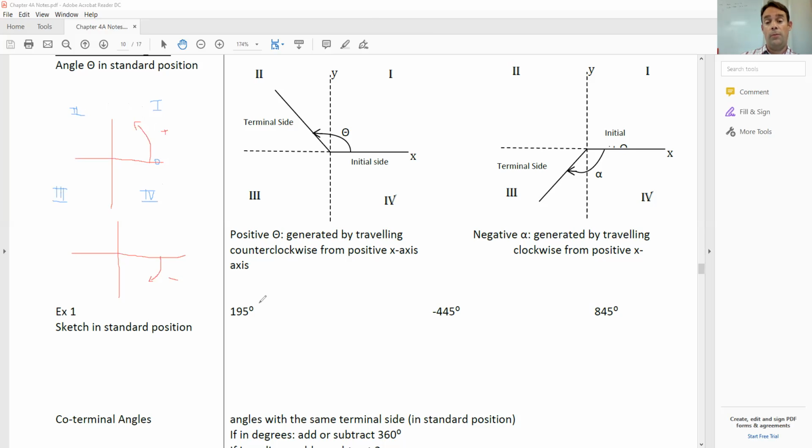Now, remember, it's 360 degrees all the way around a circle, or it's 2 pi if we're in radians. So if we go over 360 degrees, this is where we're going to use spirals potentially to show just how many times we went. So the first thing we're going to do is start by sketching some angles. We're not going to sketch radians yet. We're just going to sketch some angles.